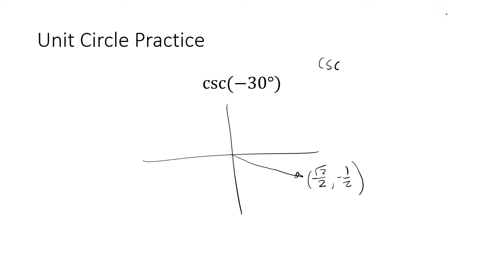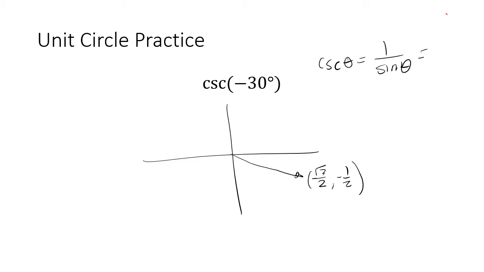Okay, cosecant of negative 30 degrees. Okay, negative 30 degrees right there. All right, and cosecant is 1 over sine. The coordinates at this point are going to be root 3 over 2 comma negative 1/2. Cosecant, recall, cosecant of theta is the same thing as 1 over the sine of theta.